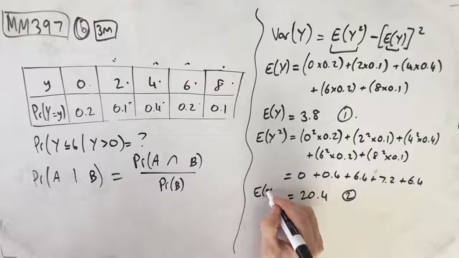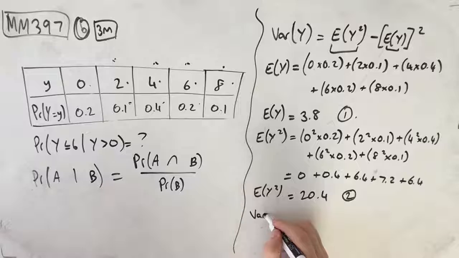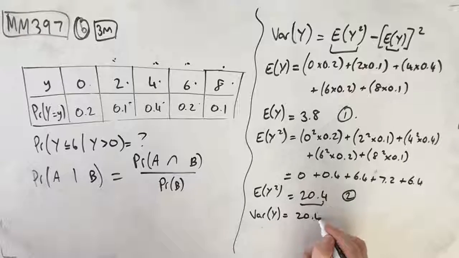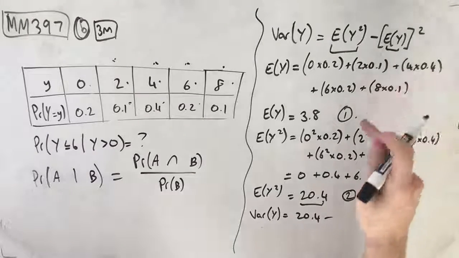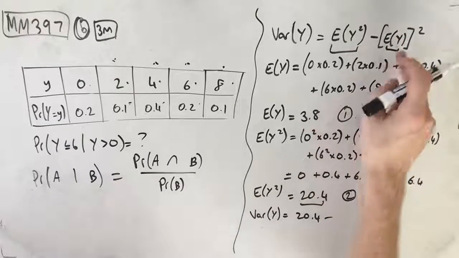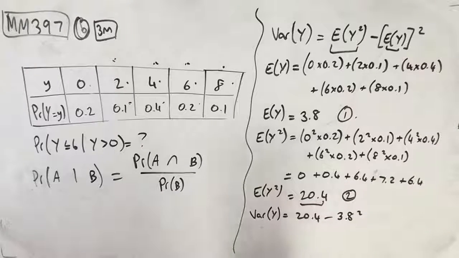So we found E of Y, we found E of Y squared, and now we can put them together in this formula. So the variance of Y is then E of Y squared, which is this bit here, so 20.4, minus 3.8 squared, right? So in here we've got E of Y, which is our 3.8, and then we're minusing that squared, 3.8 squared. Awesome.